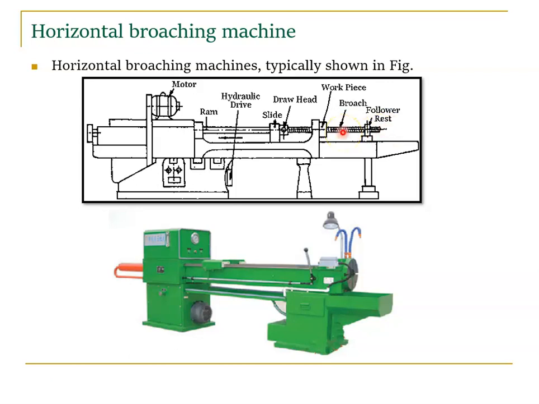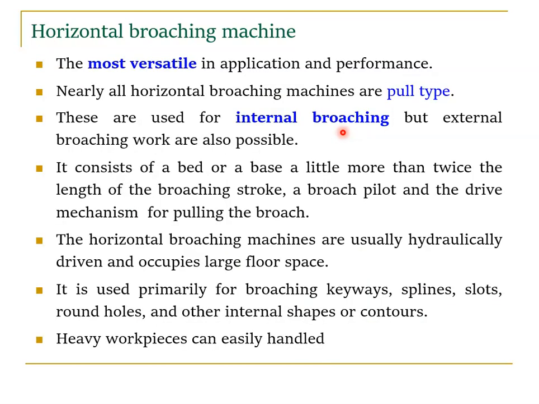So this is the horizontal broaching machine. Here there is no part specification. If they ask about the horizontal broaching machine, explain the fundamentals, construction and basic working; in the sense you need to explain one by one. It is the most versatile in application and performance. Nearly all horizontal broaching machines are pull type only, right? These are used for internal broaching, but external broaching work is also possible. It consists of a bed or base a little more than twice the length of the broaching stroke, right?